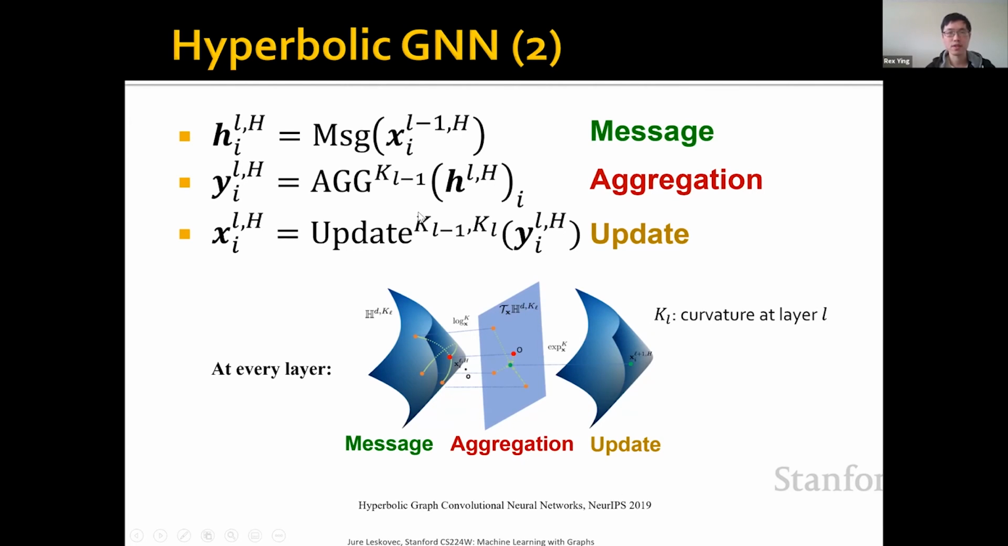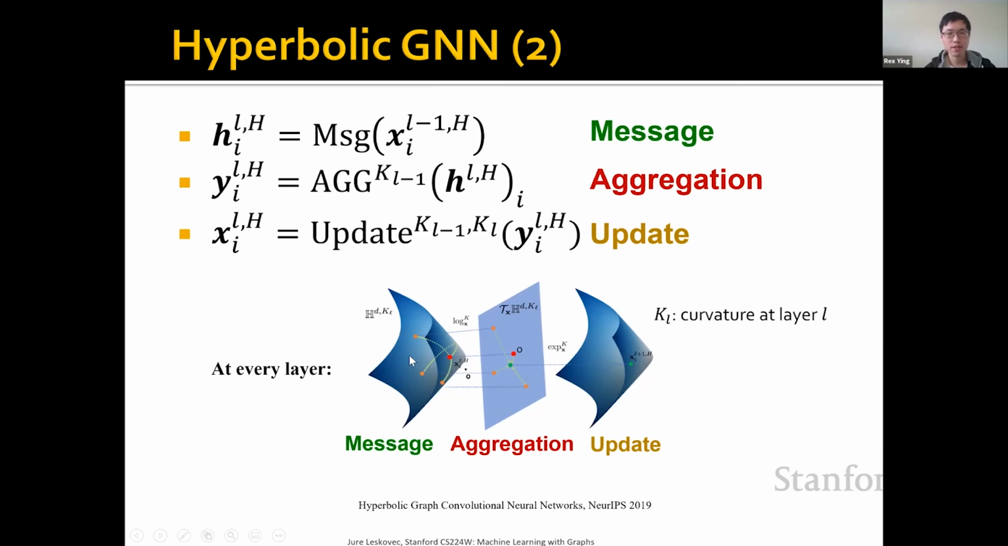Note that here we are writing some superscripts, for example, K^(L-1). This indicates the curvature or the inverse of curvature at the layer L-1. And here it is K^(L-1), K^(L), meaning that the update function needs to convert the point from the hyperbolic space of the previous layer, layer L-1, to the hyperbolic space of layer L.